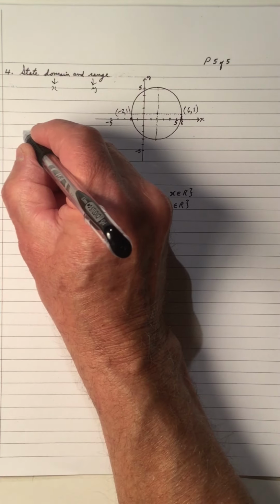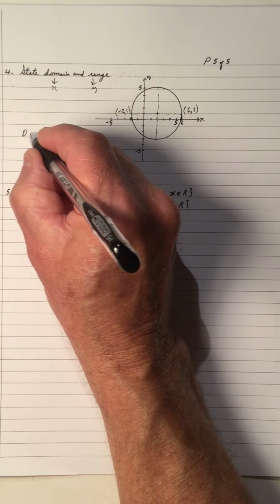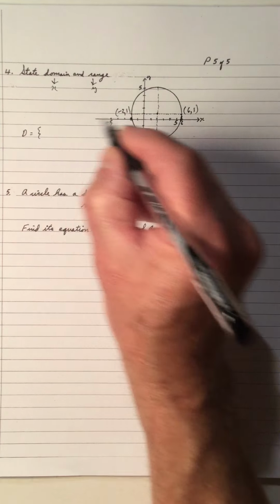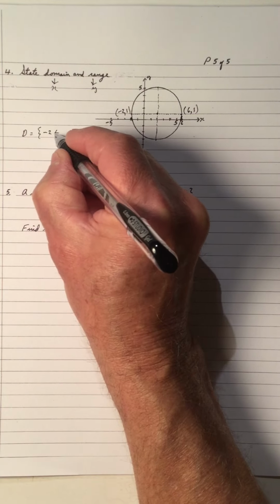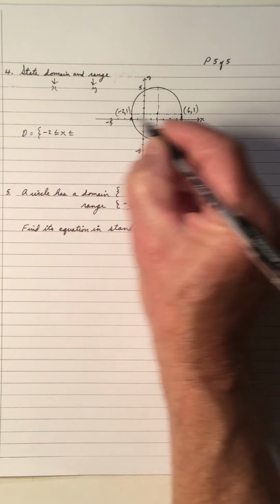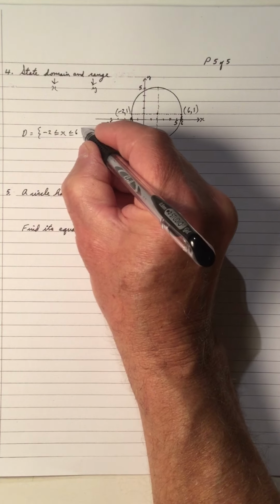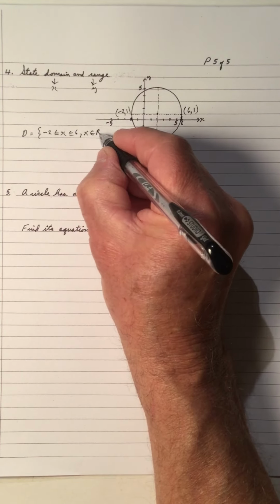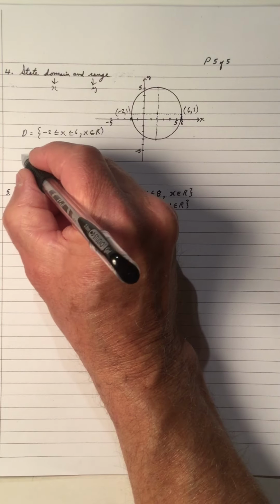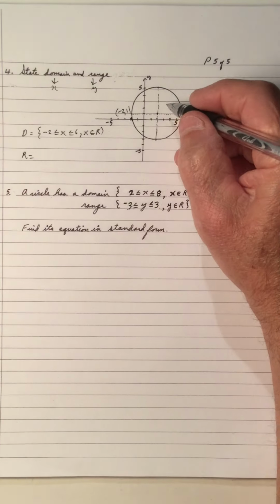the domain goes from negative 2 less than or equal to x less than or equal to 6, where x belongs to the real numbers. And the range are the y values.